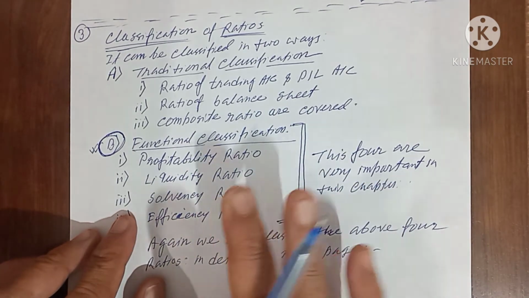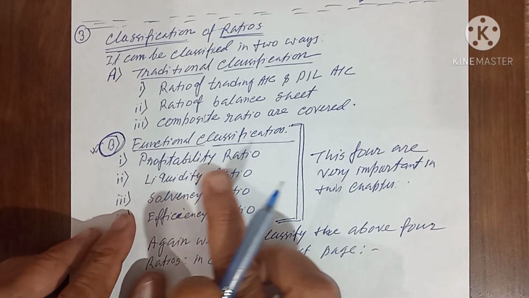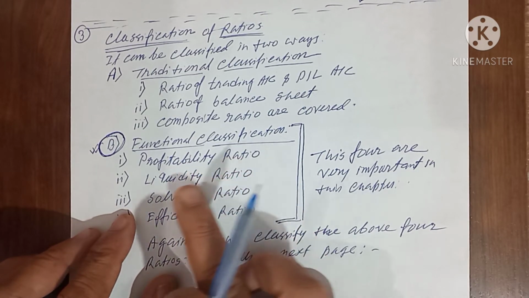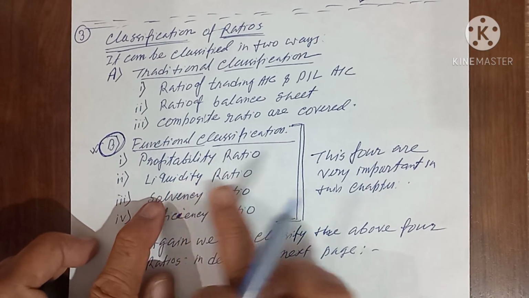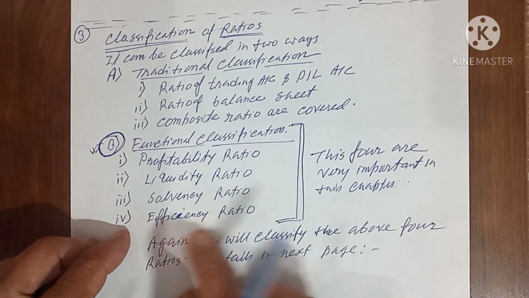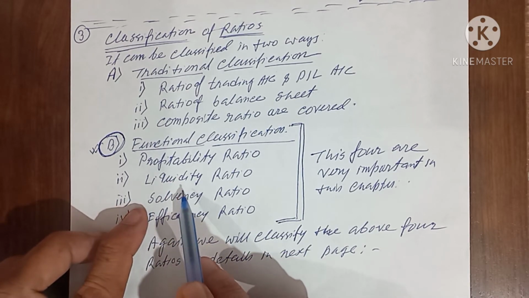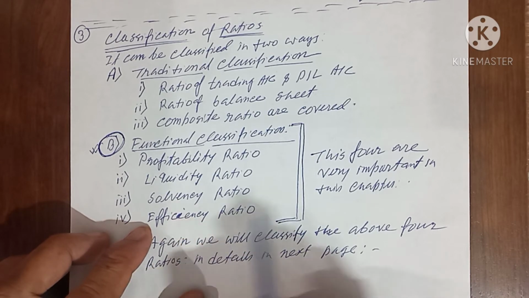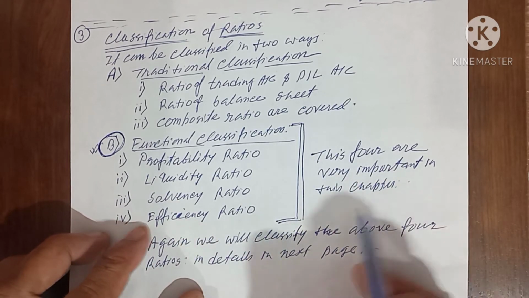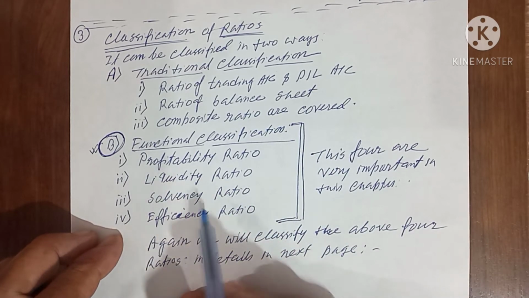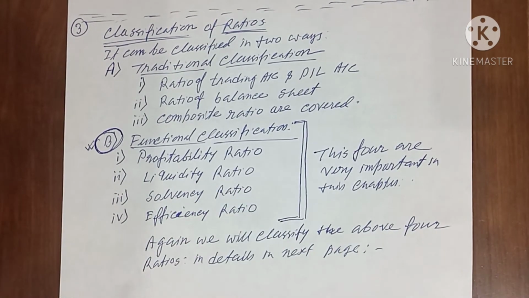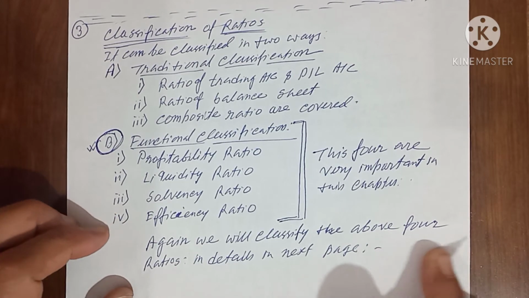And these 4 ratios are classified further, because a few ratios are called profitability ratios. Similarly, some ratios come under liquidity ratio, similarly solvency ratio, and similarly efficiency ratio. These 4 are very important in this chapter, so keep it in mind. Again we will classify the above 4 ratios in detail on the next page. So let me start the next page.